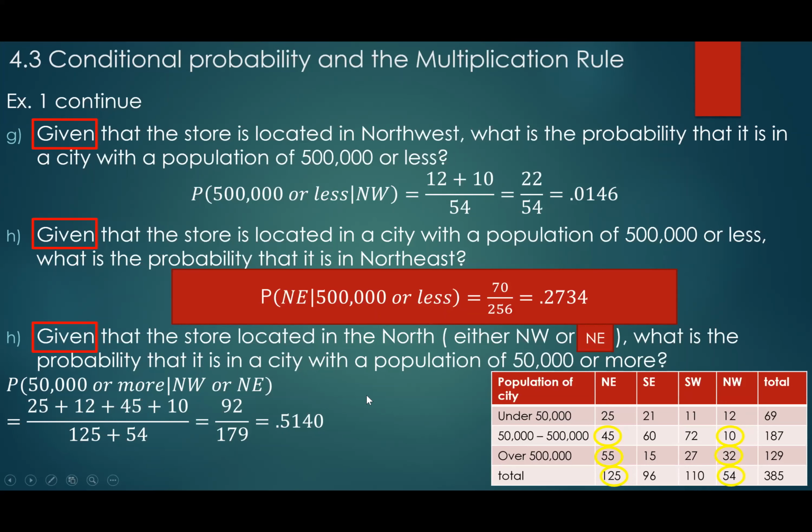I think I looked at something else. I think originally I put 500 or less, and then I said, oh, let me do it on more, and then I forgot to change it. But again, everybody see the answer is 0.7933.